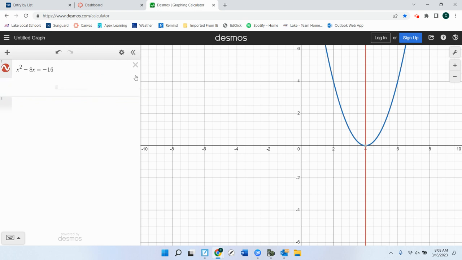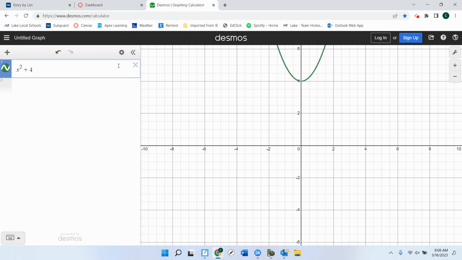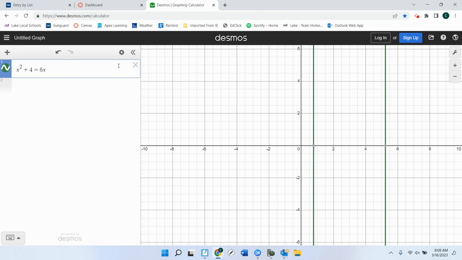Number 13, I just typed in x squared plus 4 equals 6x. Now this one, I can clearly see my 2 solutions. Again, if you want to move that 6x over, you would put in x squared minus 6x plus 4. You would see it cross at those 2 points as well. So my solutions here are x equals 0.764, x equals 5.236. Questions there?